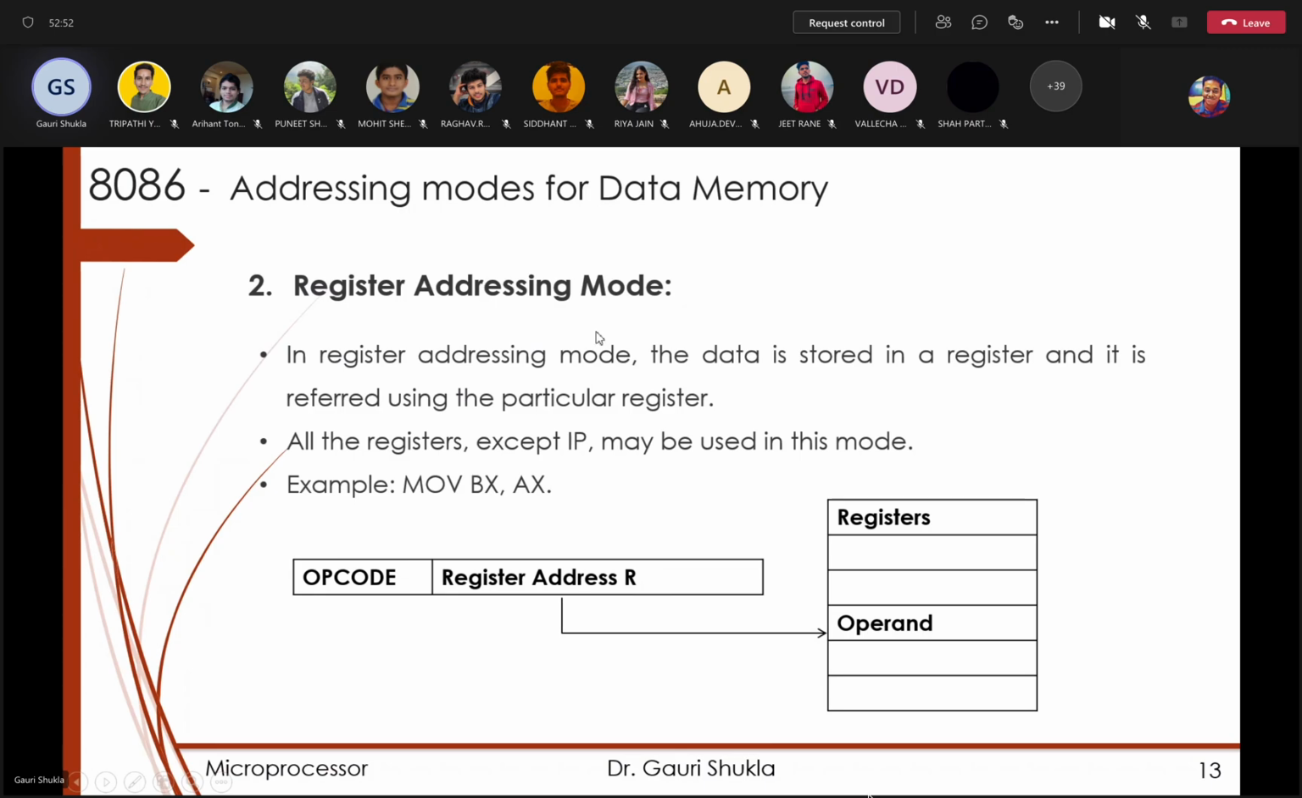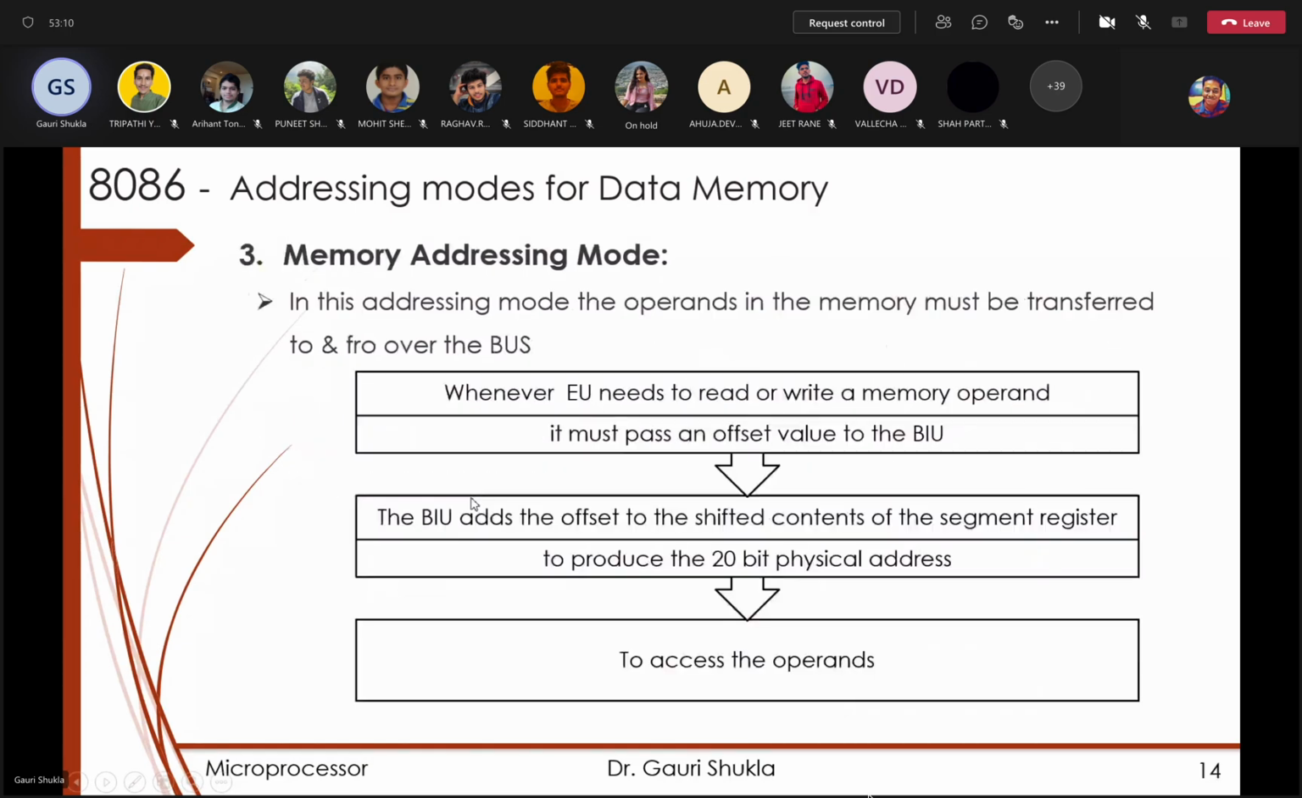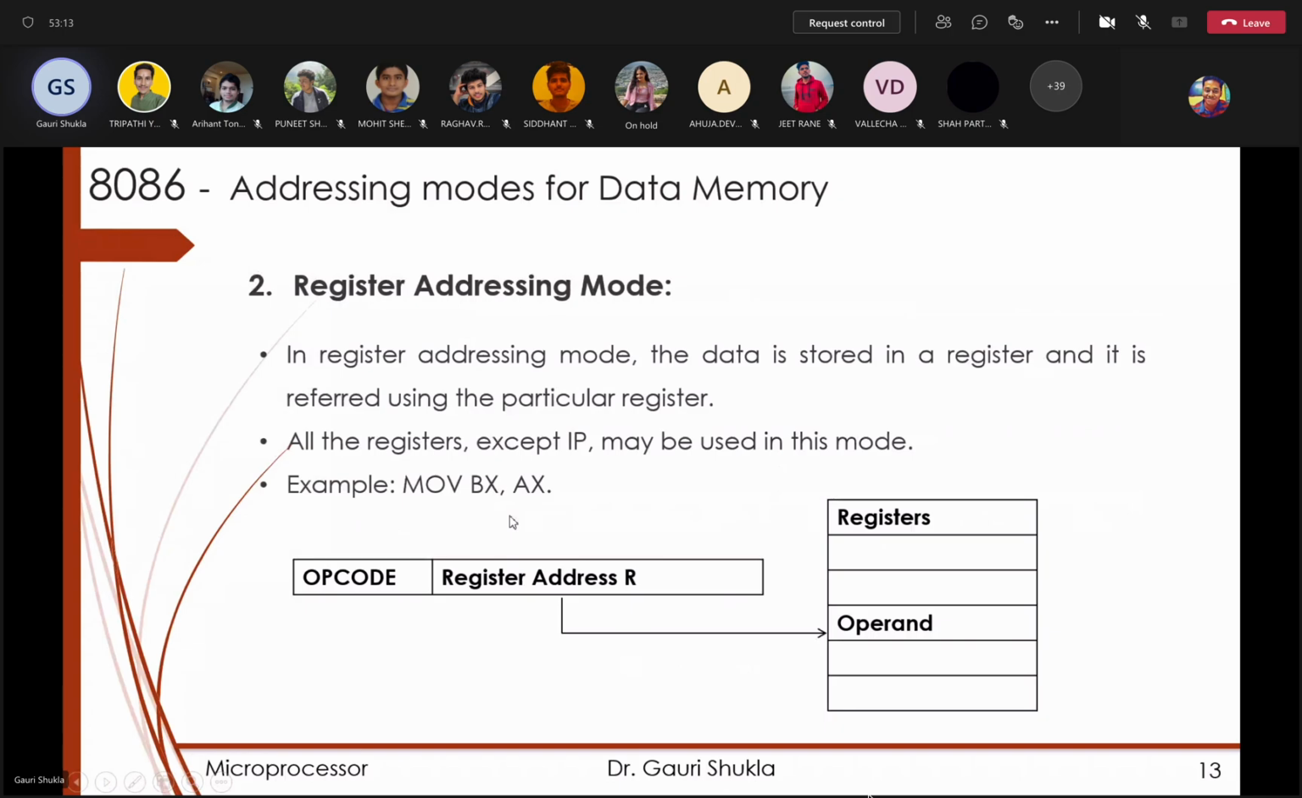Next one, quickly we will see here and then I'll stop. This is register addressing mode. In register addressing mode, the data is stored in the register and it is referred to using a particular register. All the registers except IP can be used in this mode. An example of this is MOV BX, AX. What does this mean? The content of AX is copied to BX.